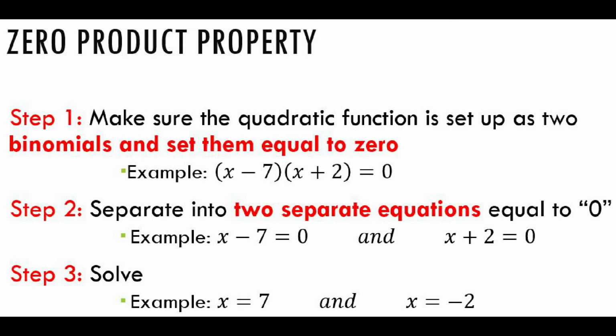Next thing you're going to do is separate them into 2 separate equations. So I'm just going to rewrite it as x minus 7 equals 0 and x plus 2 equals 0. Your third and final step is just to solve. So for my first equation, x minus 7, I'm going to add 7 to both sides. So x equals 7. In my second equation, x plus 2 equals 0. So I'm going to subtract 2 from both sides. So x equals negative 2. So for this particular function, that means my x-intercepts are at 7 and negative 2.